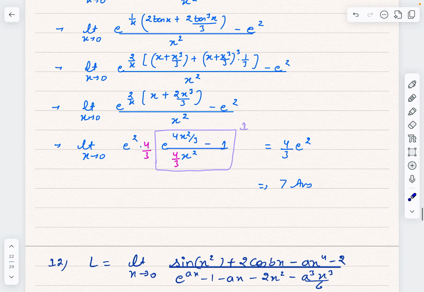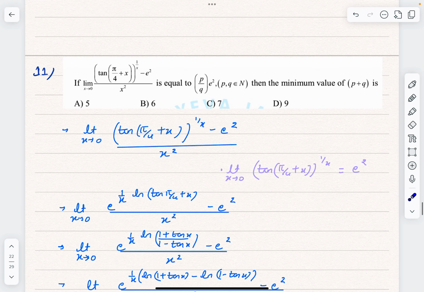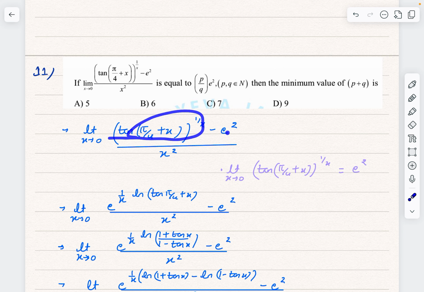Let us start the discussion, guys. The answer here is 7. See how? First of all, if you solve this limit separately, limit x tends to 0, (tan (pi by 4 plus x)) whole power 1 by x will be 1 power infinity form. When you solve that, you get e square. Again, if you put e square here, you get e square minus e square by 0. It will be 0 by 0 form.